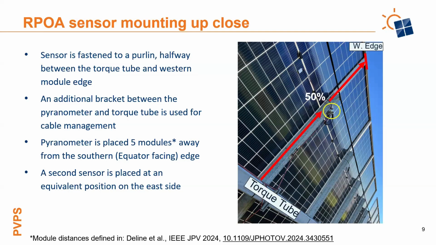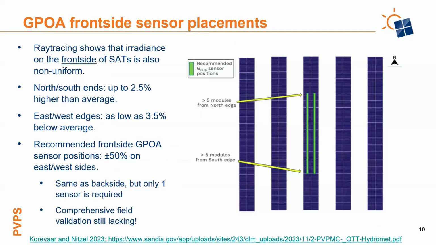But this one's 5 modules away from the nearest edge. And of course, there's an equivalent sensor on the other side of the tracker, not shown here, but those two would be averaged. So that's rear plane of array irradiance. And I think when we talk about bifacial, we oftentimes get really caught up with rear irradiance measurements and modeling, but we can't forget the importance of front side measurements and the accuracy of those. So our report also has some recommendations for where to place front side plane of array sensors on trackers.